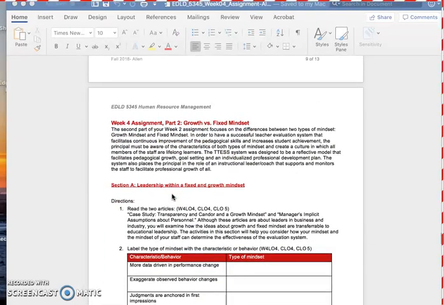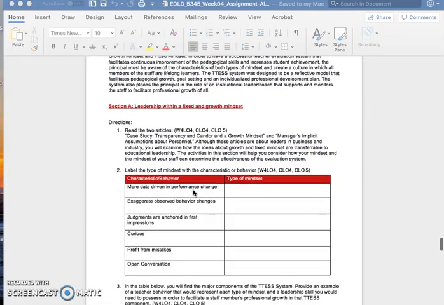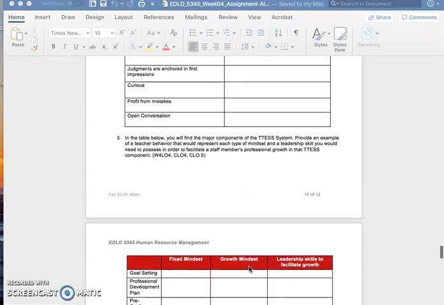Part 2, probably my favorite part of this week, growth and fixed mindset. This is so important to the culture of your campus, how teachers approach things, whether teachers work with you or don't work with you, how you approach teachers even. Your mindset has a big piece in the culture and how the evaluation system goes and how it is used. So you've got a chart here, once you read those 2 articles, to fill out about characteristics and behaviors and choose the type of mindset. So you put growth or fixed. That part will go pretty quickly for you.